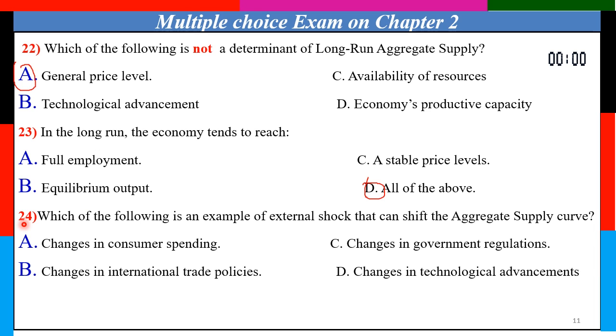Which of the following is an example of external shocks that shift the aggregate supply curve? A. Change in consumer spending. B. Change in international trade policy. C. Change in government regulation. D. Change in technological advancement. B is the right answer.